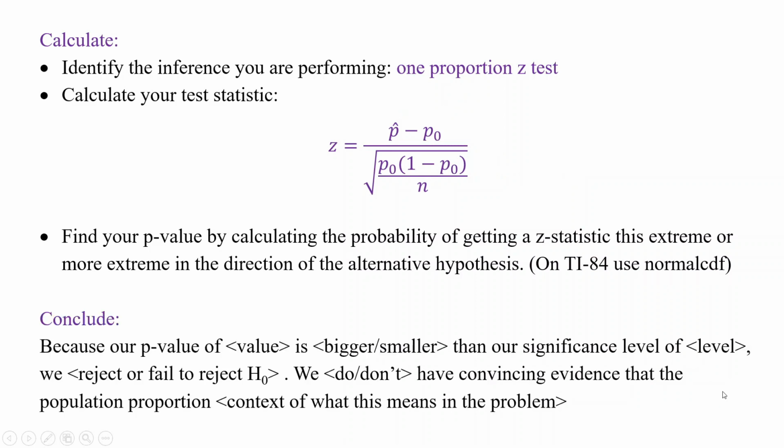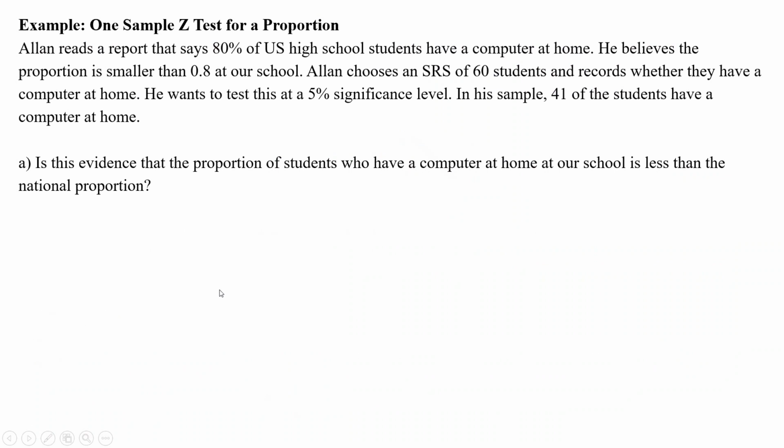And then in our conclusion, we have two sentences that we are going to use. The first sentence is our statistical conclusion. Because our p-value is smaller than our significance level, we reject or fail to reject. And then our second sentence is our conclusion in context, whether we do or do not have convincing evidence that our population proportion, and then we go on to explain what our population proportion is and basically communicate our hypotheses again in context of the problem. So we'll see how to do all of these things with an example today.